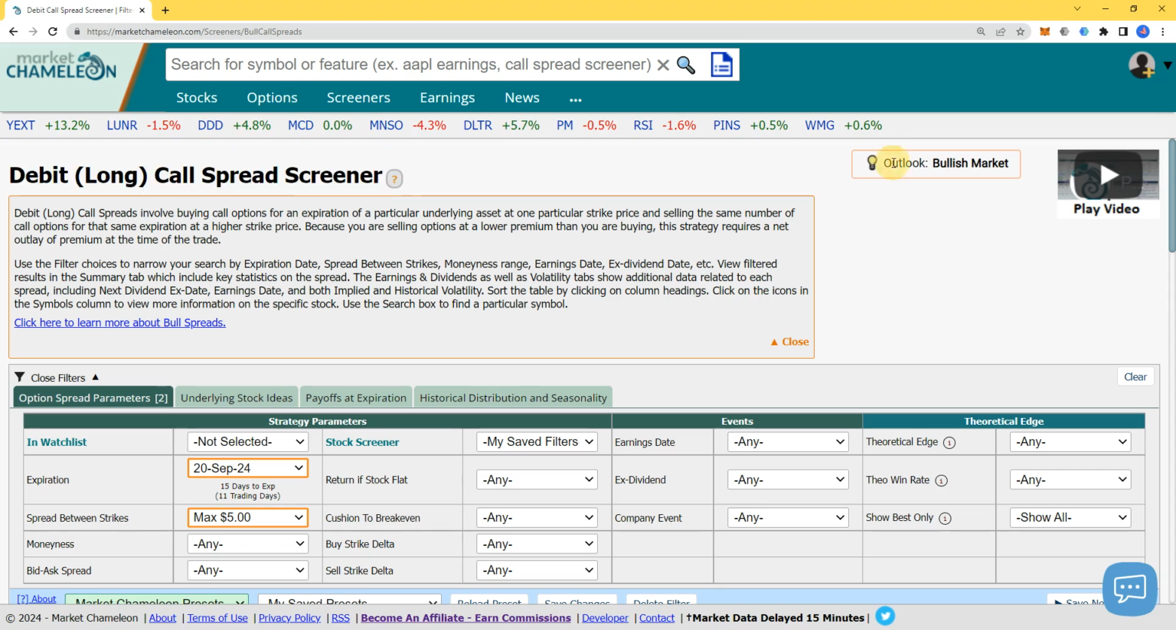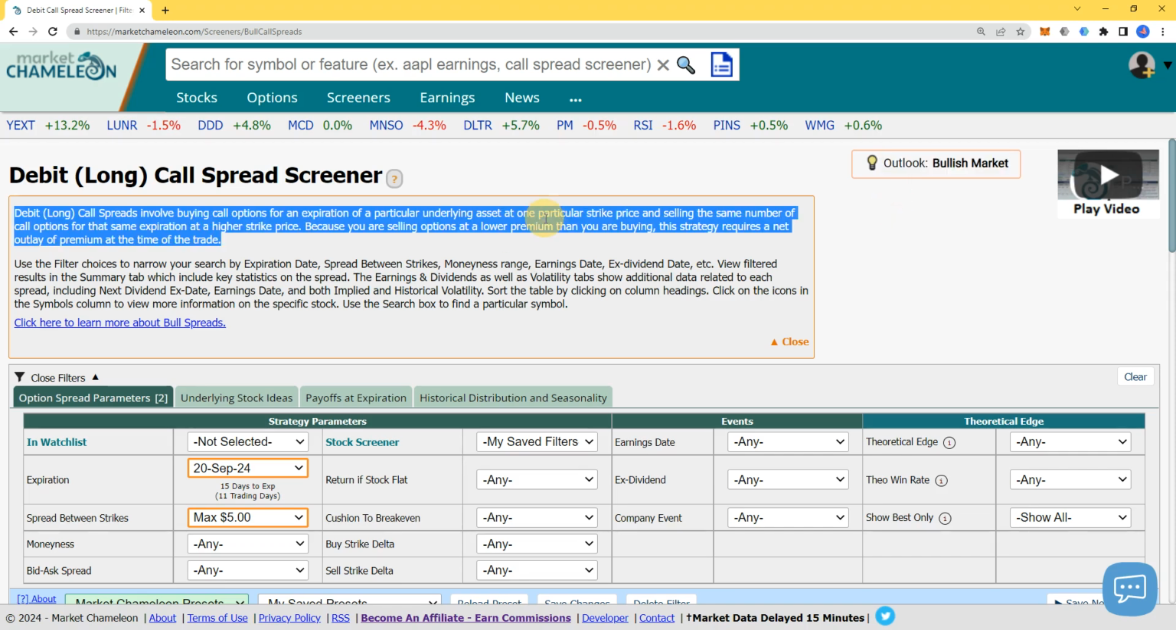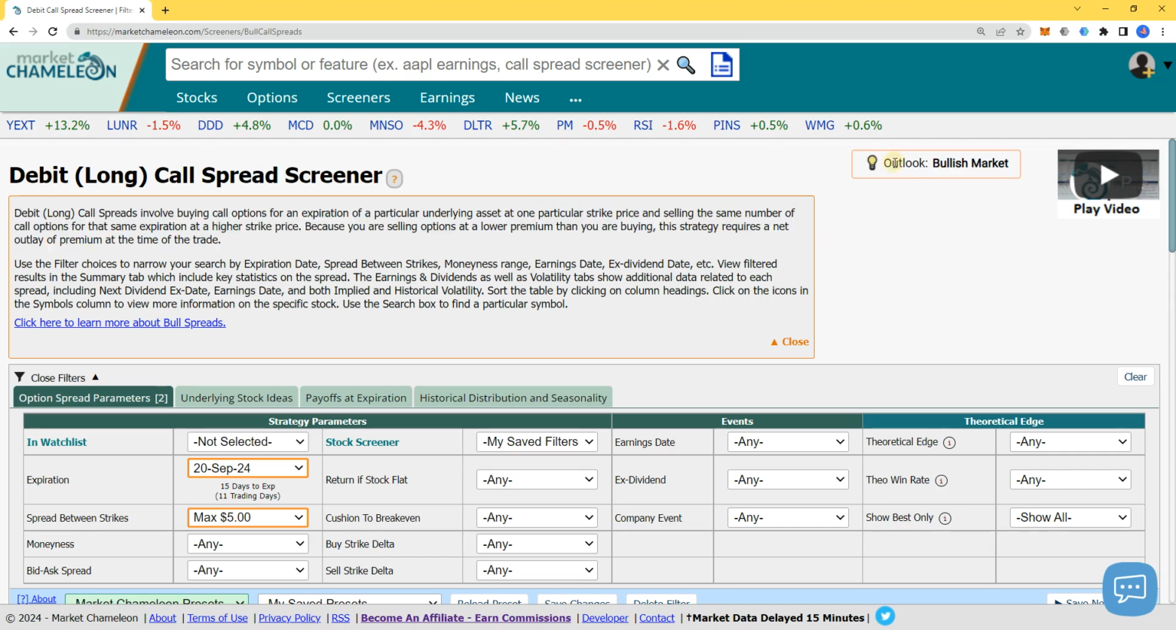So first of all, you see here, this is very nice, very simple. It tells you what it is in a nutshell before it goes into details right here, which we're gonna read. It says the outlook: bullish market. You have a bullish market and debit call spread screener. So what does it mean?